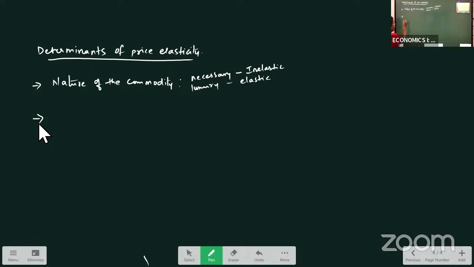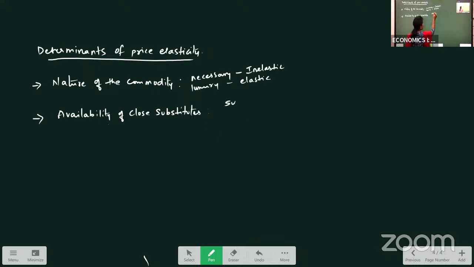The next one, availability of close substitutes. If substitutes are available means what? If a commodity can be replaced with another commodity, like the example we have taken for substitutes, Close-up and Colgate. If Close-up price increases, people will substitute that with Colgate. So elasticity of demand is there? Yes, there is an elasticity.